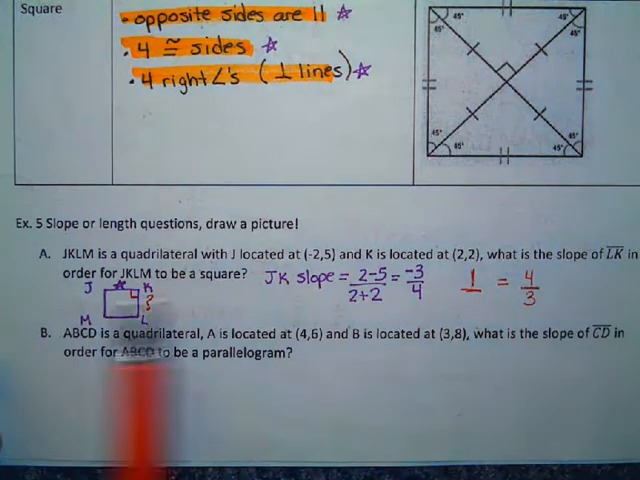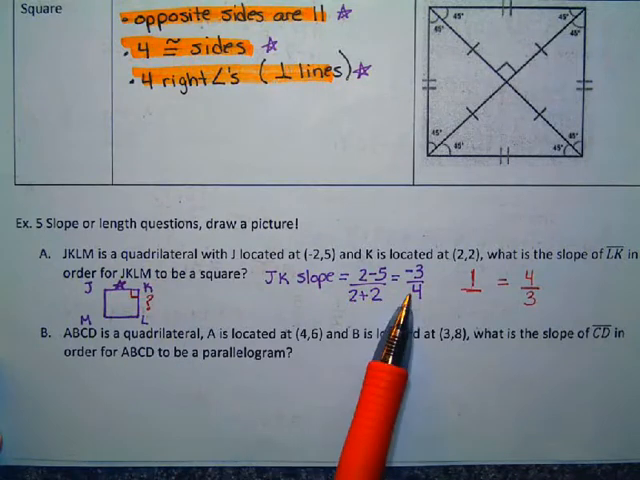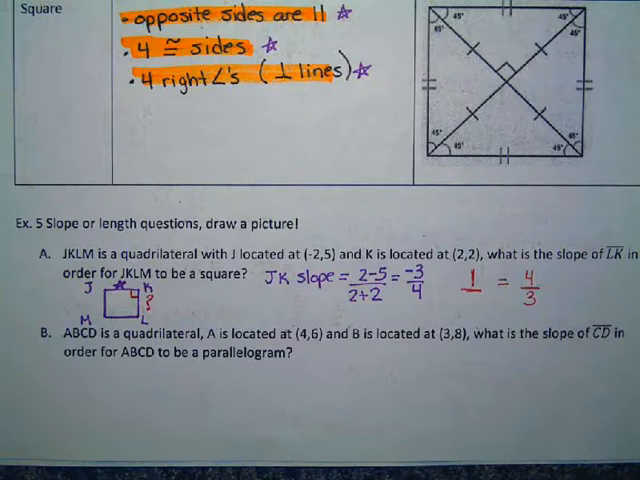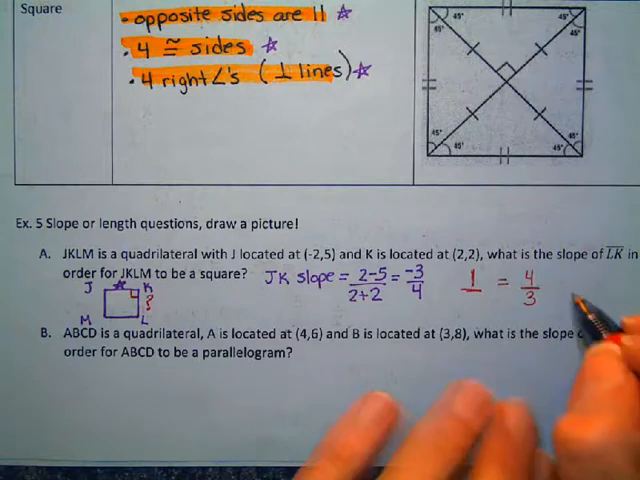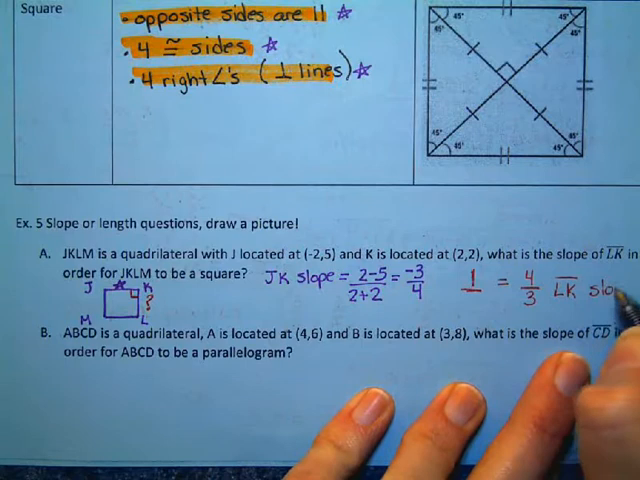So you find the slope. In this case, when I drew the picture, JK has to be perpendicular to KL in order for JKLM to be a square. So I found the slope of the first one, and to be perpendicular, you do opposite reciprocals. So that would be an opposite reciprocal. So that has to be LK, the slope of LK.